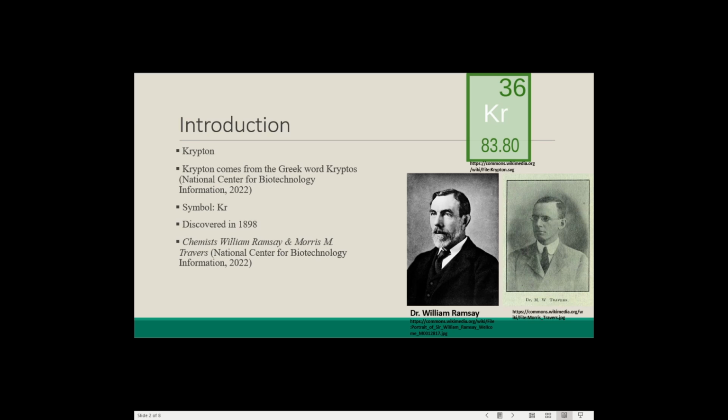Krypton was discovered in 1898 by chemist William Ramsay, this guy on the left, and Morris M. Travers, the guy on the right. It was discovered after they boiled away liquefied atmosphere, and a residue remained, which would be named Krypton.